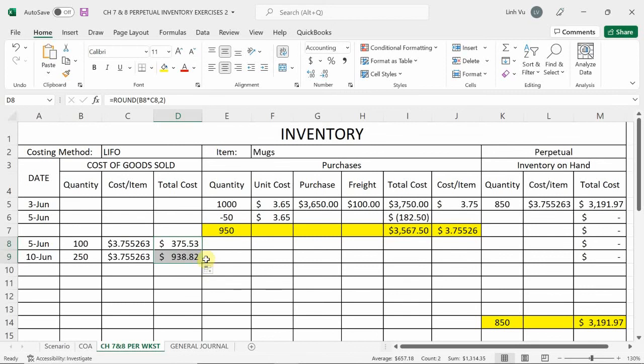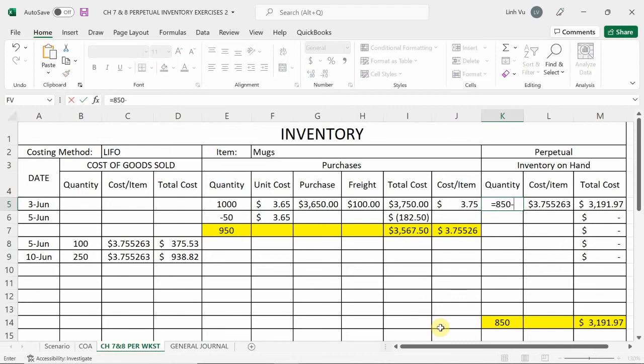$938.82. Okay. So now I need to subtract that out, right? All right. I have 97 cents minus 82, which should leave me with 685. So in this case, I have 850. I sold 250 units, right? So now I should have a remainder of 600 units at a grand total of 2,000.